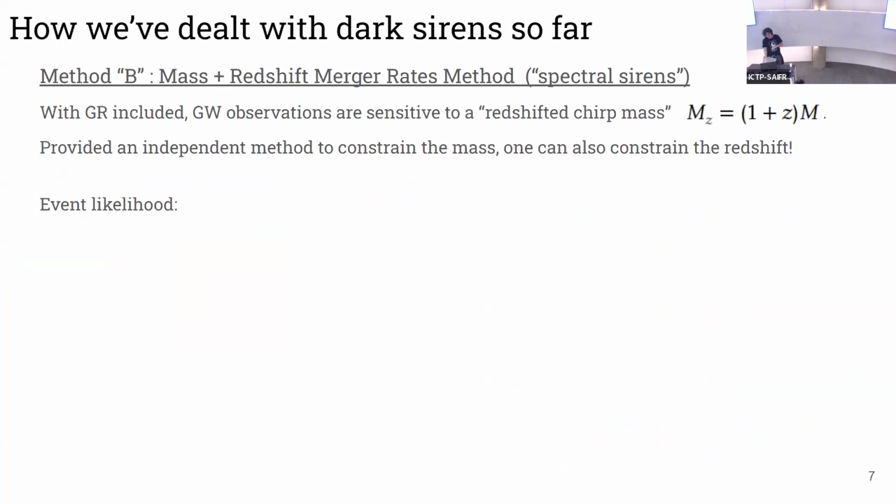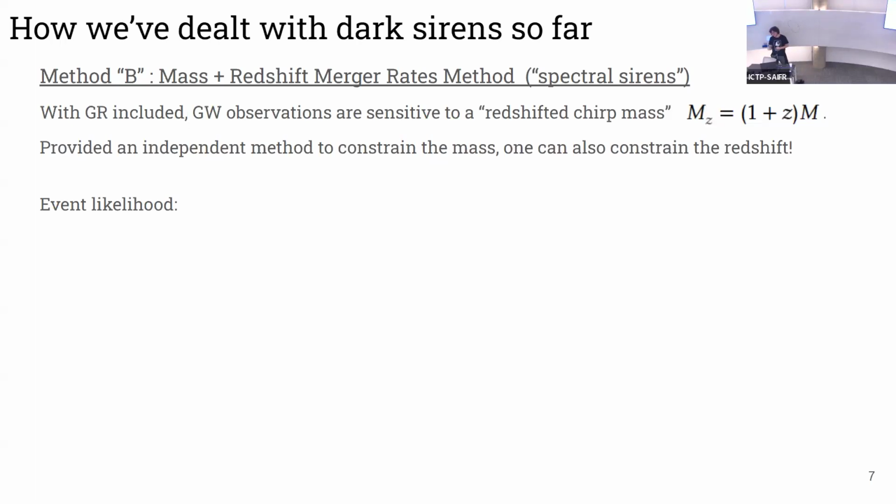Then there's another method, which I will call method B, which is putting a prior on the mass distribution of your binary black holes, which is what we call spectral sirens. I showed you an equation for the strain, but that equation was just a simplified version. What we actually measure in the detectors is what we call the redshifted chirp mass, and this is what the detectors are actually sensitive to.